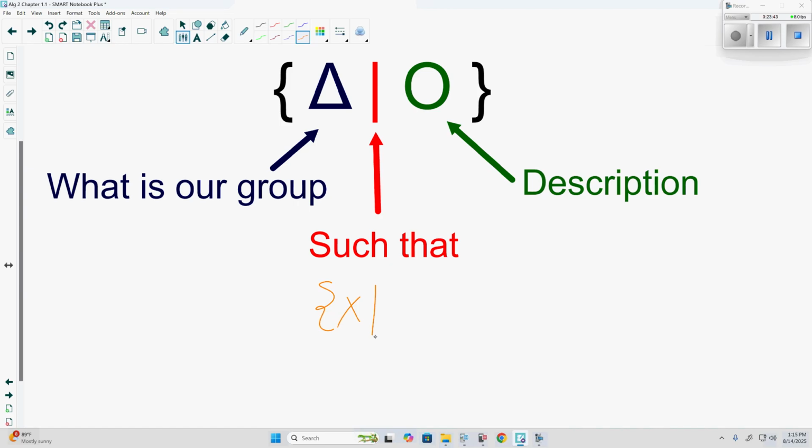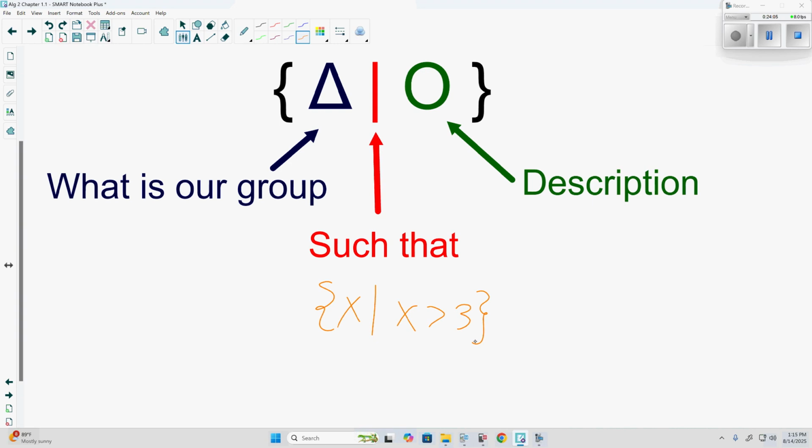Then we put a description in. x is greater than 3. So we're saying that for this here, the set that we're talking about is the set of all real numbers x, such that x is greater than 3. So we've defined every number bigger than 3 with this here.